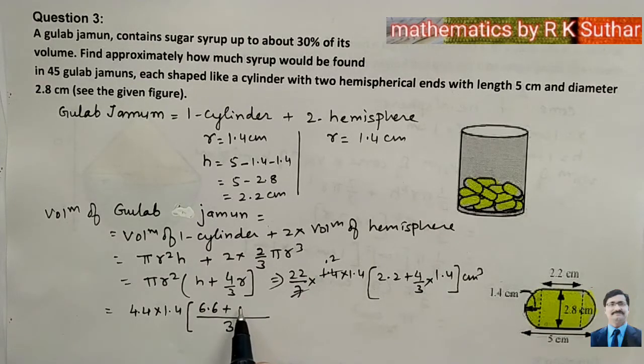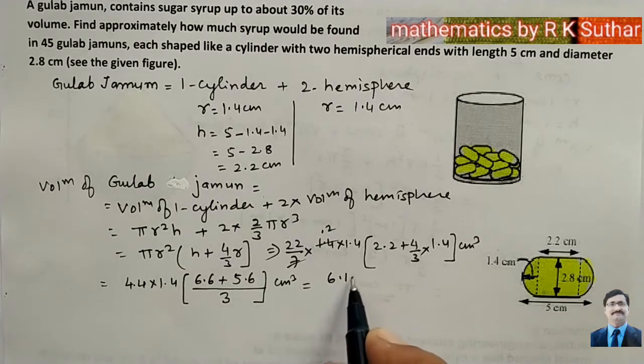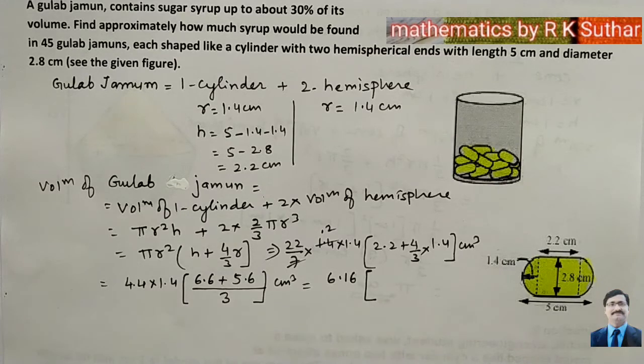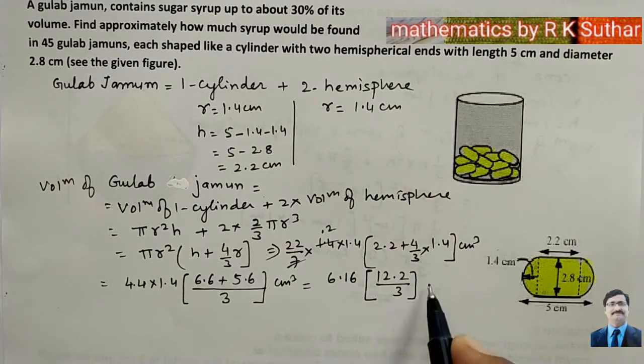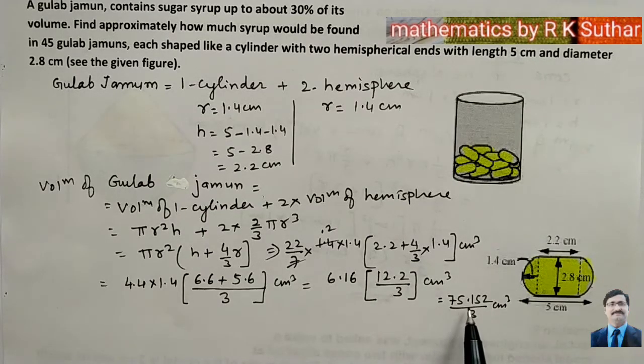5.6 centimeter cube. Look here, these two we will multiply. These 4.4 and 1.4 we multiply, we get here 6.16, and 6.6 and 5.6 we add, we get here 12.2 upon 3 centimeter cube. Look here, this numerator we will multiply. This we get 75.152 upon 3 centimeter cube.